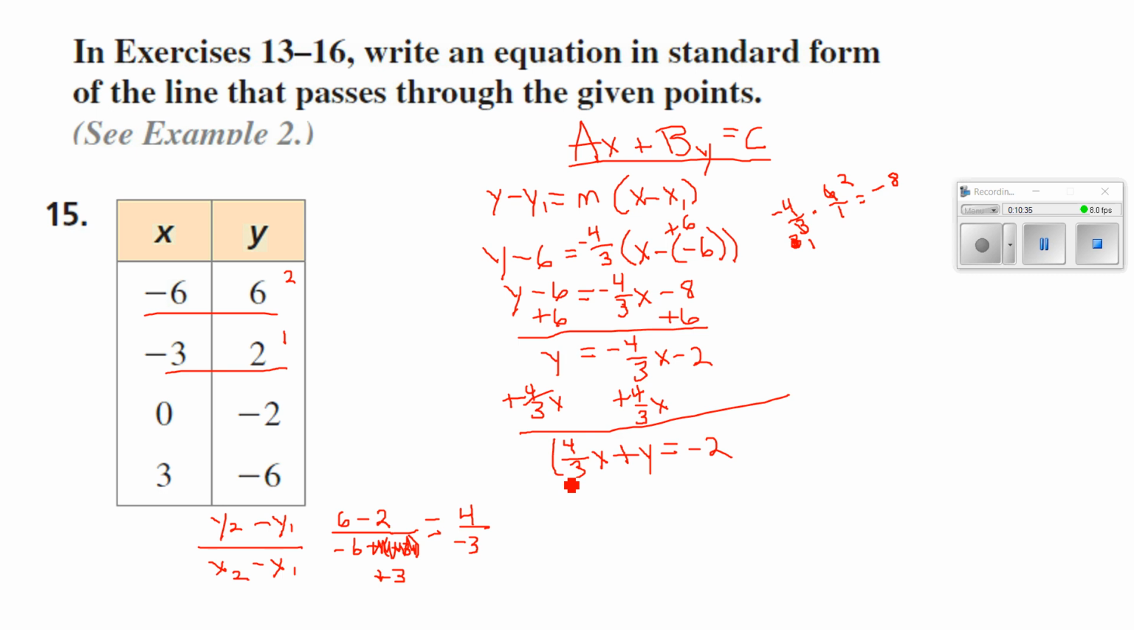And now, so I can get all integers, I'm going to multiply this by 3. This is going to leave me 4x, let's see, plus 3y is equal to negative 6. All right, and that's my standard form equation for the problem. Let's go to the next one.